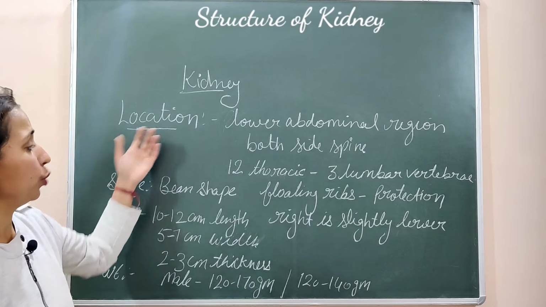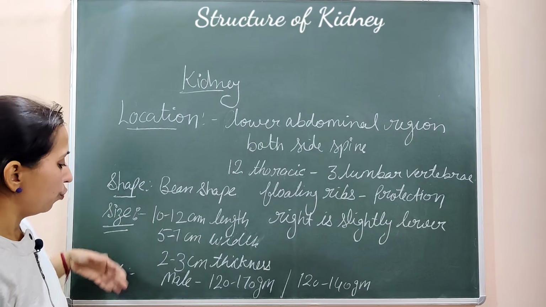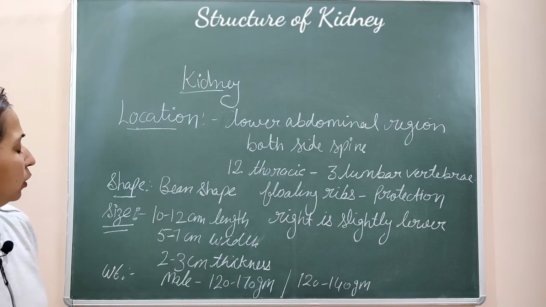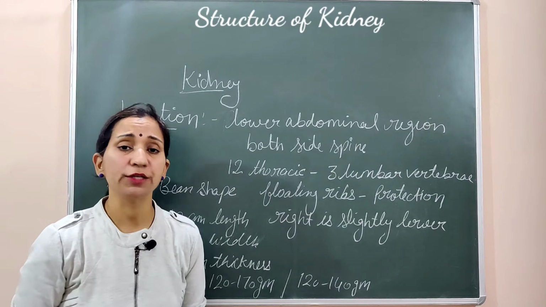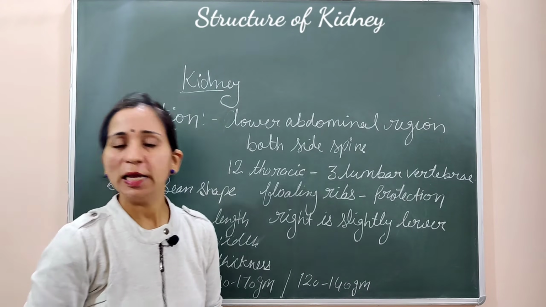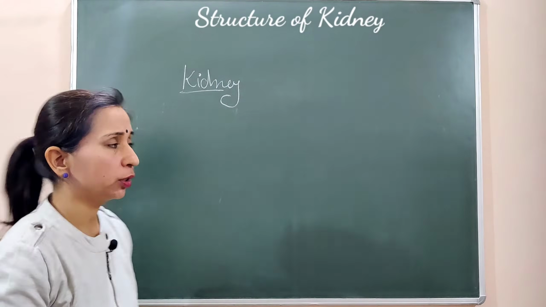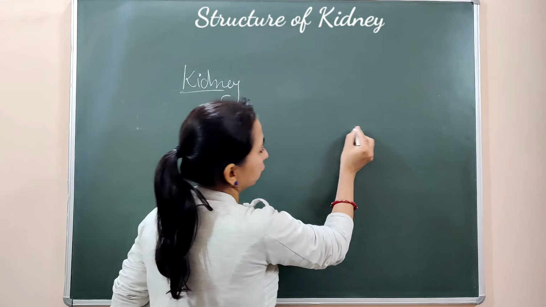So here we have talked about location, shape, size and weight. Now we will discuss the structure of the kidney. First we will discuss the external structure, then we will move on to the internal structure of the kidney. So let's see how the kidney is formed.